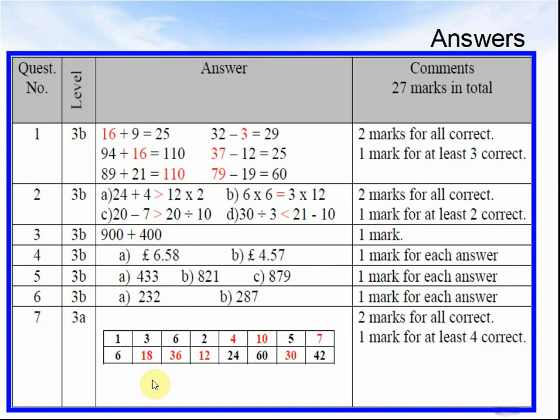7. 1 times 6 is 6. 3 times 6 is 18. 6 times 6 is 36. 2 times 6 is 12. 24 divided by 6 is 4. 60 divided by 6 is 10. 30 divided by 6 is 5. 42 divided by 6 is 7.